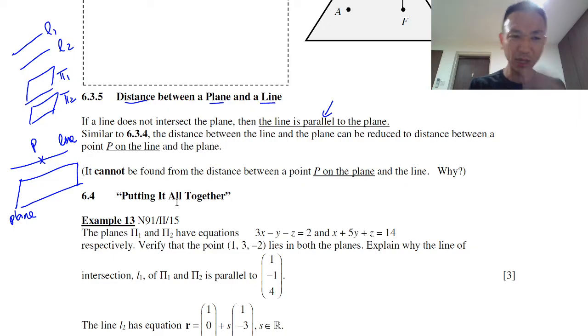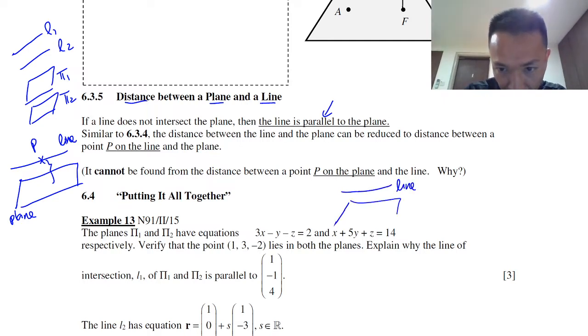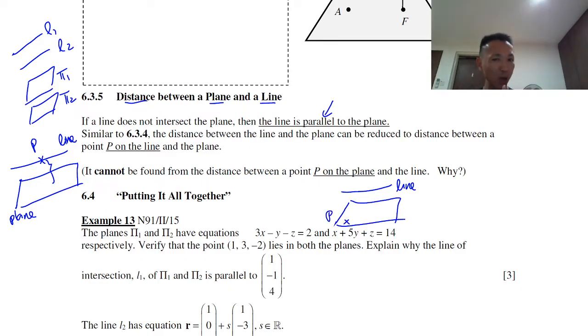But I do want to answer this question. Can I do it the other way around? Because this is the distance, right? I can find the distance between a point and a plane. Can I just take a point on the plane instead? That means I take any random point P on the plane. Now in 2D, it's not very obvious that it's wrong, but I must tell you it's wrong.